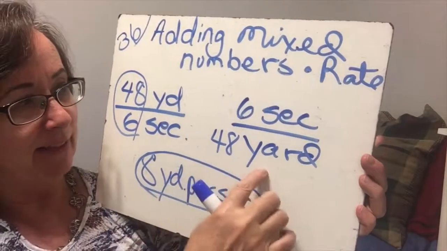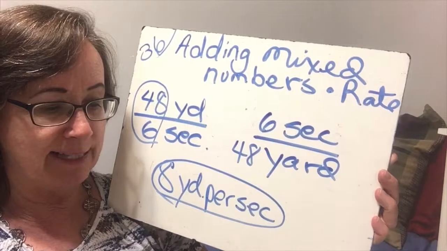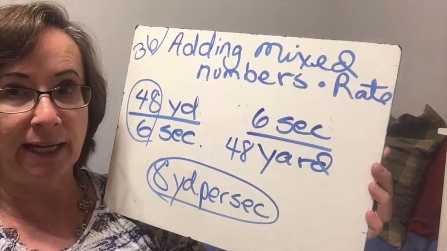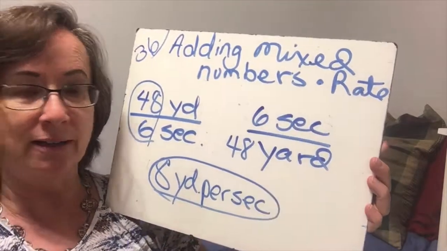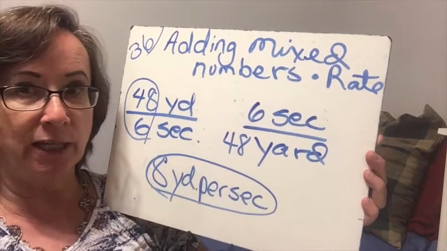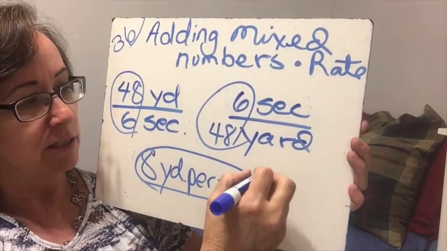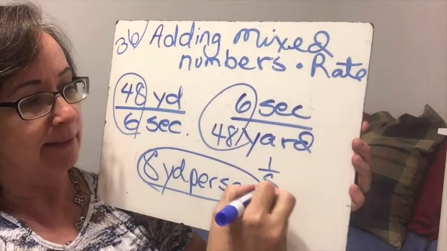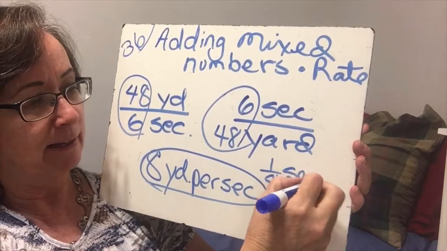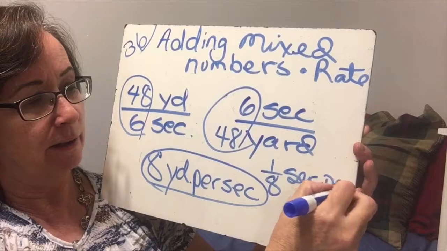And then this one, it says in the second part, what was his rate in seconds per yard? So now 6 over 48 is what I'm going to simplify, and that is 1/8. So we're going to have 1/8 second per yard.